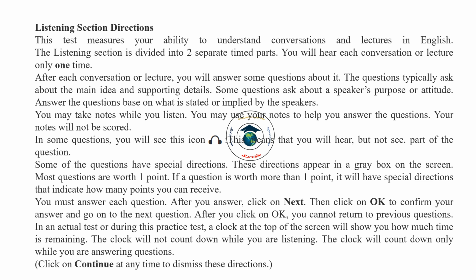In some questions, you will see this icon. This means that you will hear, but not see, part of the question. Some of the questions have special directions. These directions appear in a gray box on the screen. Most questions are worth 1 point. If a question is worth more than 1 point, it will have special directions that indicate how many points you can receive. You must answer each question.